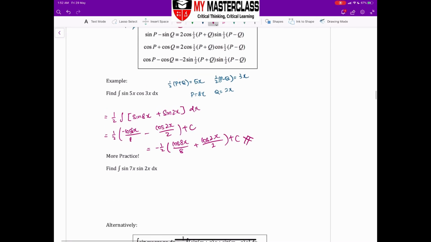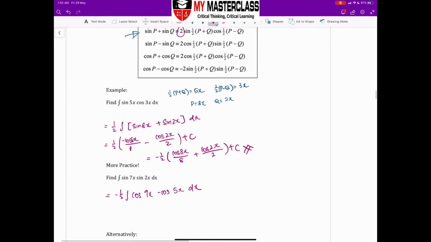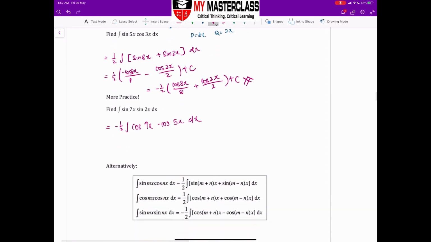So more practice for you. You can try to cover this one out. You should be able to derive this as the integral of cosine 9x minus cosine 5x dx. Then from here you just carry out the integration. How do I know whether it's cosine minus cosine or plus? You look at the formula. In this case, because there's 2 sine, we're going to use the last formula over here. Take note, the last formula is negative 2, so you need to make sure that you bring the negative 2 to the other side as well. You can pause and derive the answer yourself.